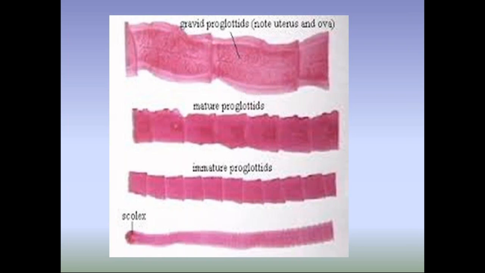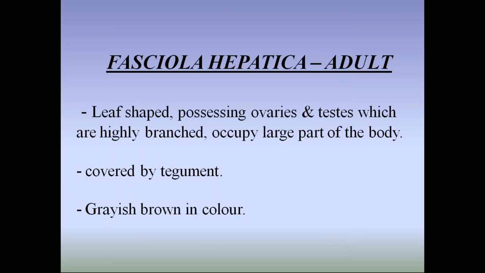This slide also we have to identify. Next, Fasciola hepatica. What is Fasciola hepatica? It is a liver fluke. Third slide, Fasciola hepatica, the liver fluke. The common name is common liver fluke or sheep liver fluke.